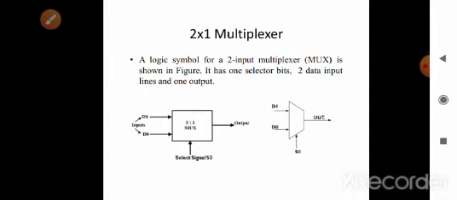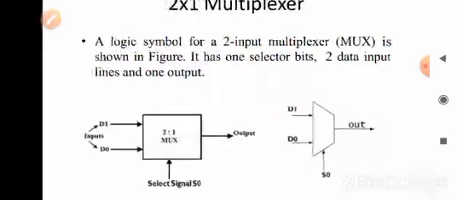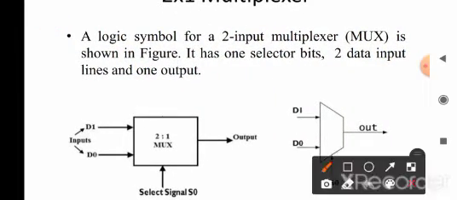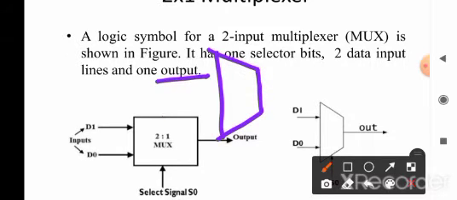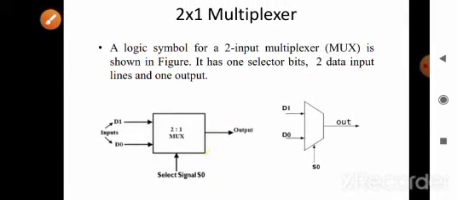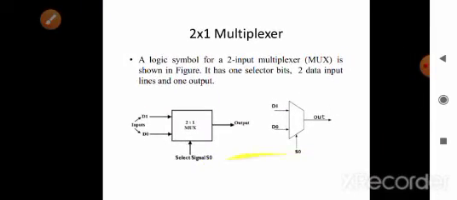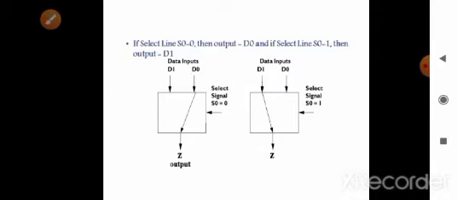So, the 2 is to 1 multiplexer. The logic symbol of a 2 is to 1 multiplexer is as shown in the figure. Actually, we represent the multiplexer in this way. This is the general representation of a multiplexer, with 2 inputs, 1 selector and 1 output: D1 and D0 and the selector signal S0. If the selector line S0 is 0, then the output is D0, and if the selector line S0 is 1, then the output will be D1, which I told you now.